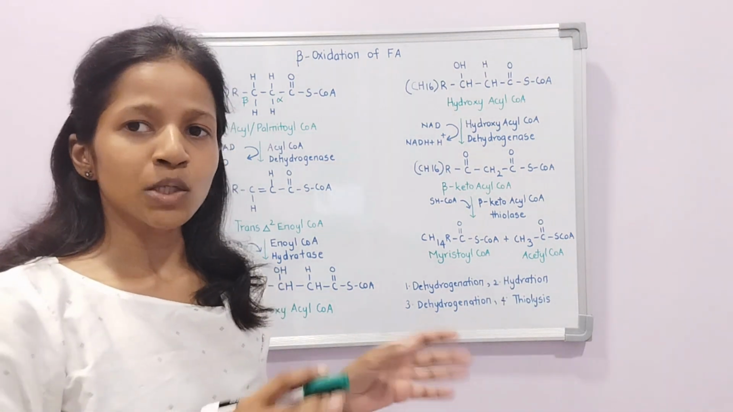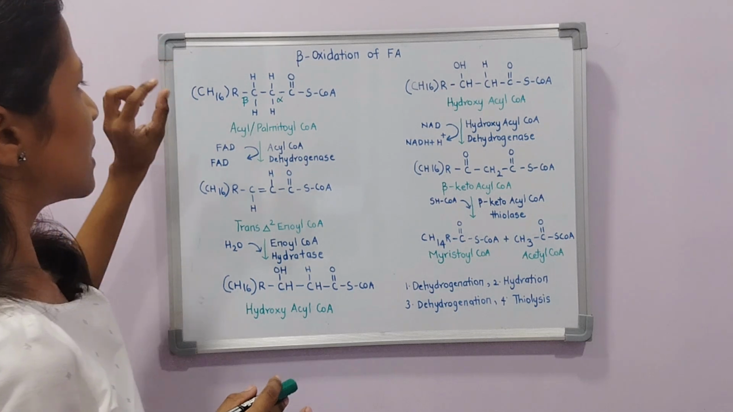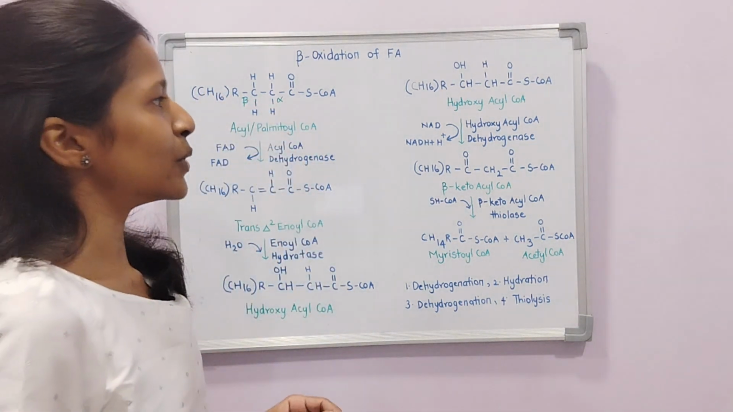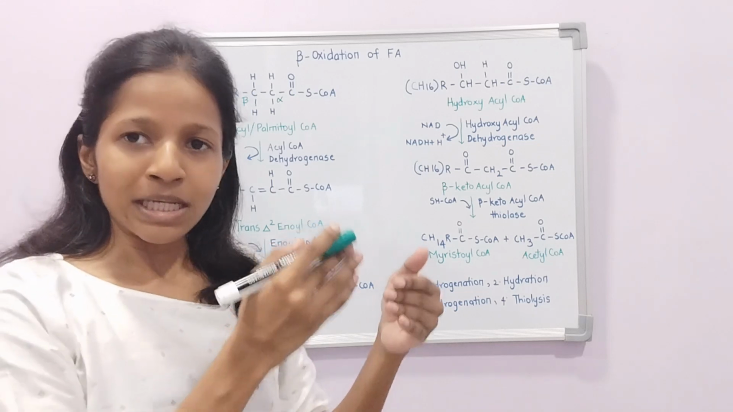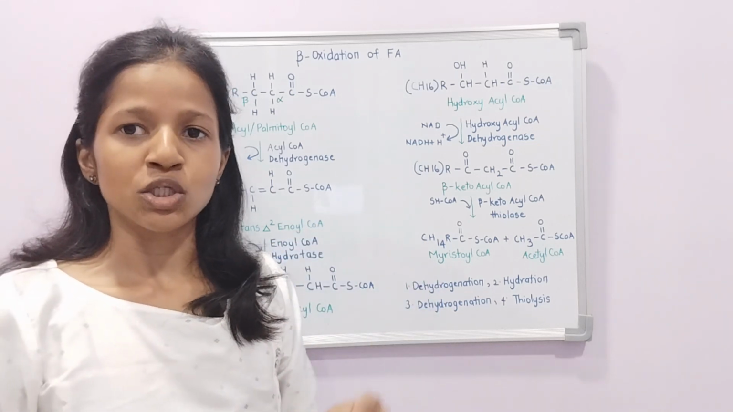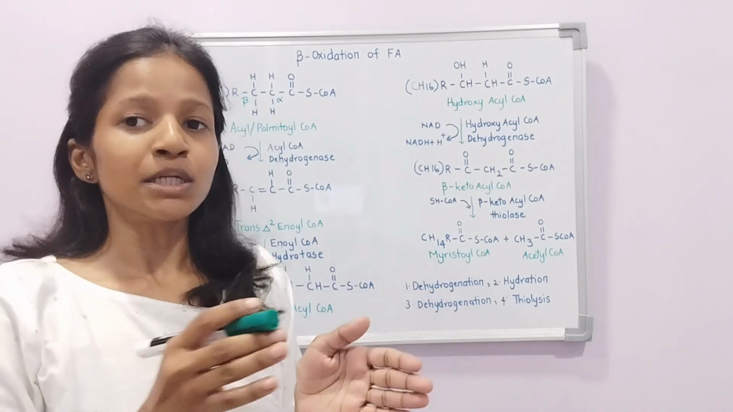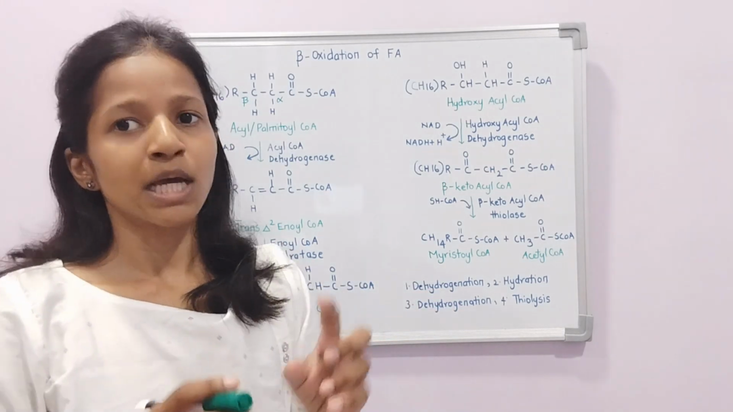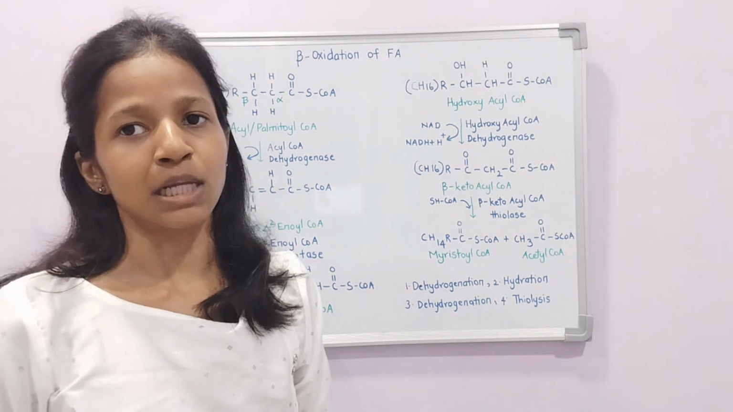So basically beta oxidation means we are going to oxidize a molecule of fatty acyl-CoA to form a molecule of acetyl-CoA. So in each cycle of beta oxidation, each molecule of fatty acyl-CoA is going to successively reduce by 2 carbon atoms, and those 2 carbon atoms come out as a molecule of acetyl-CoA.